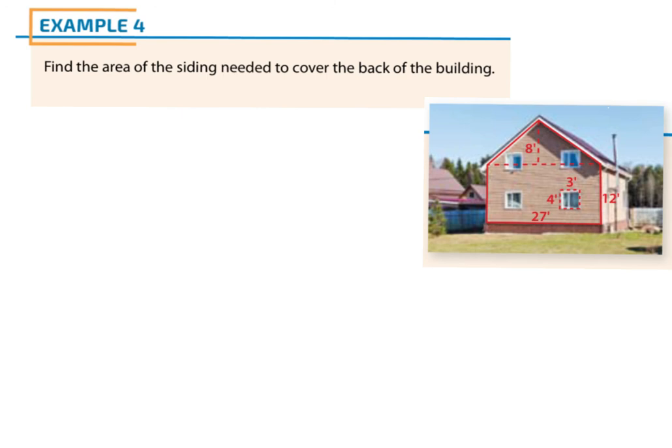This says find the area of the siding needed to cover the back of this building. What they've given us is actually a composite figure. All right, so we have this rectangle, which they have told us here is 27 feet by 12 feet.